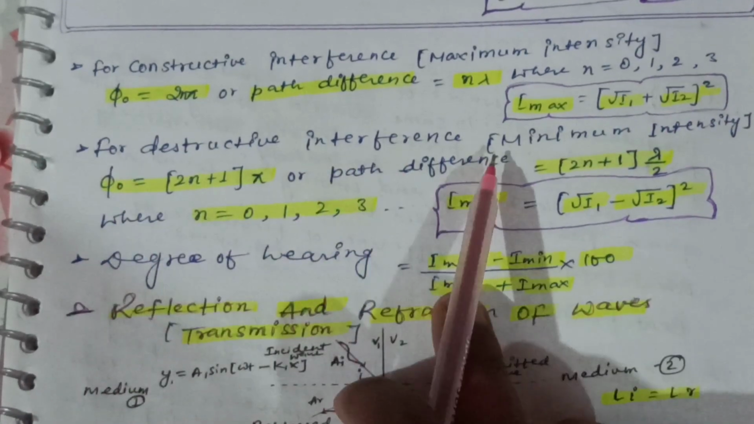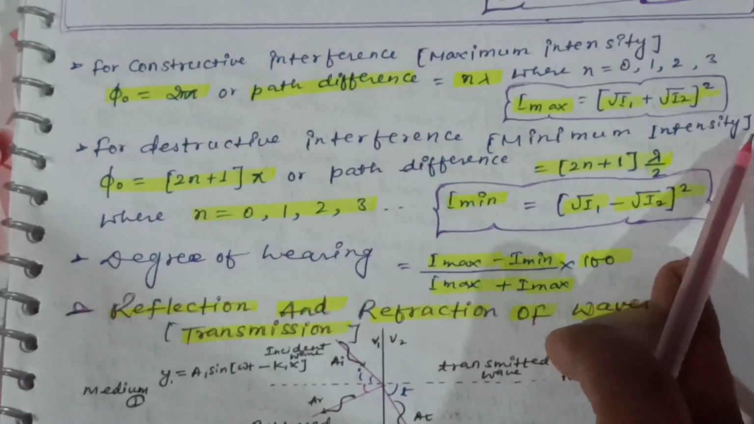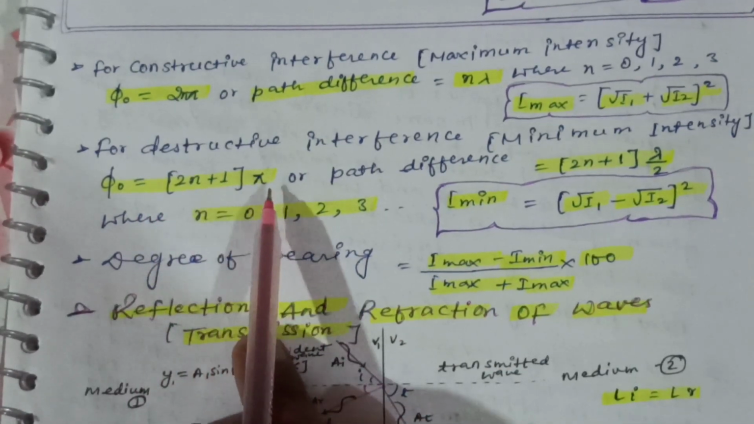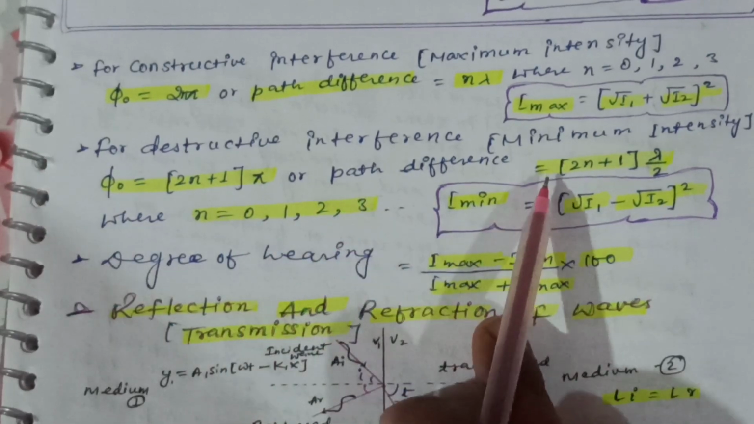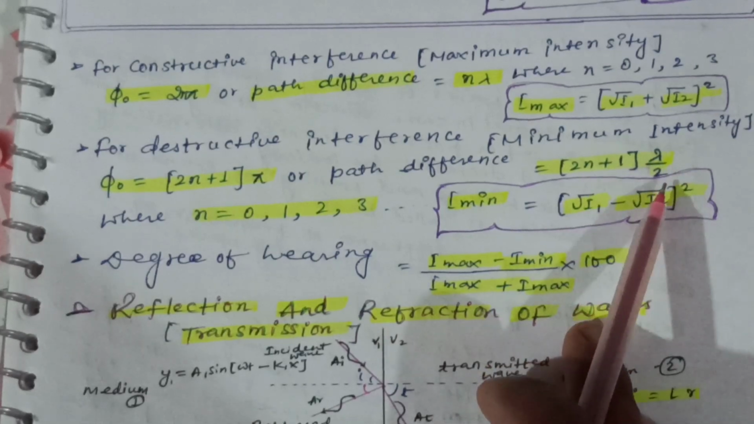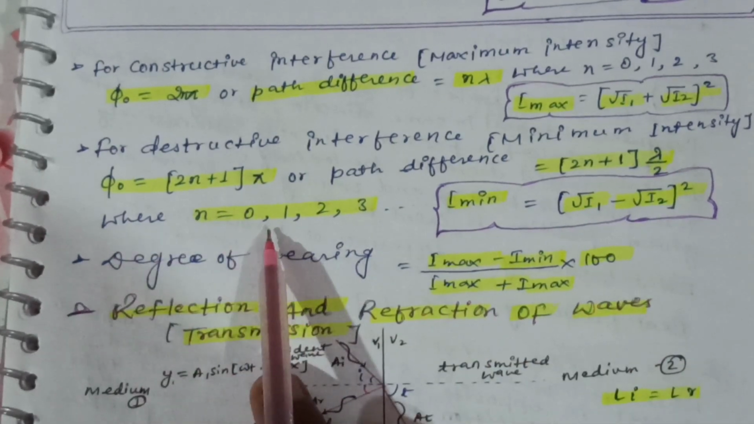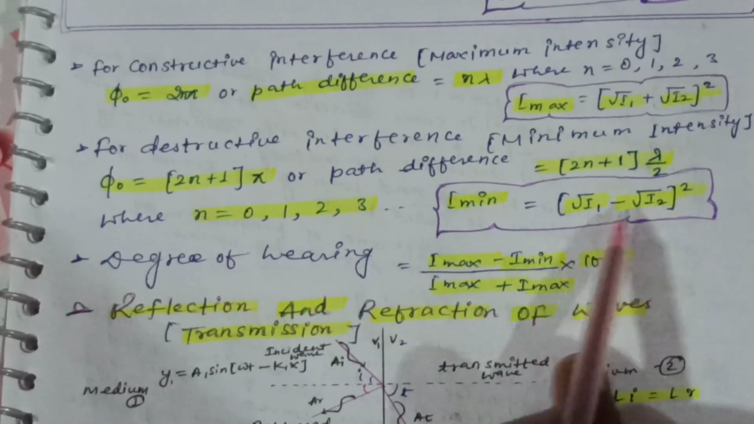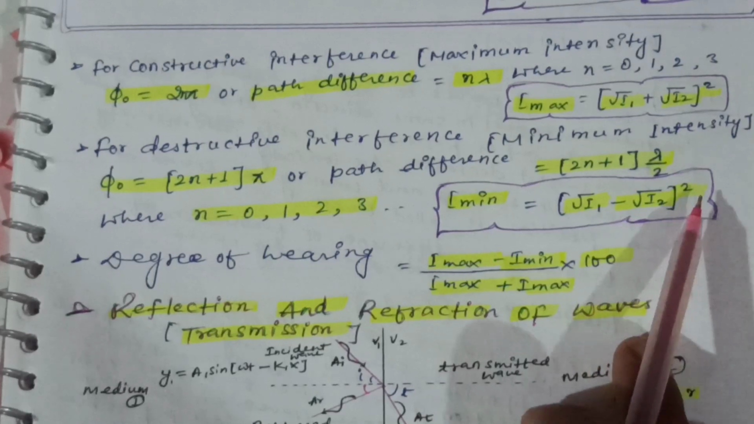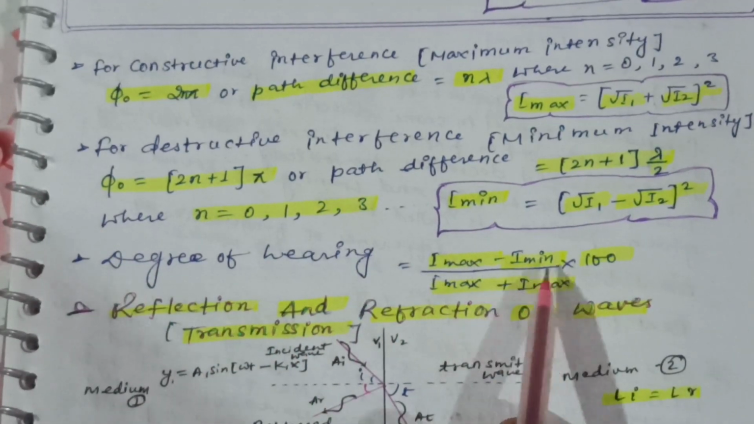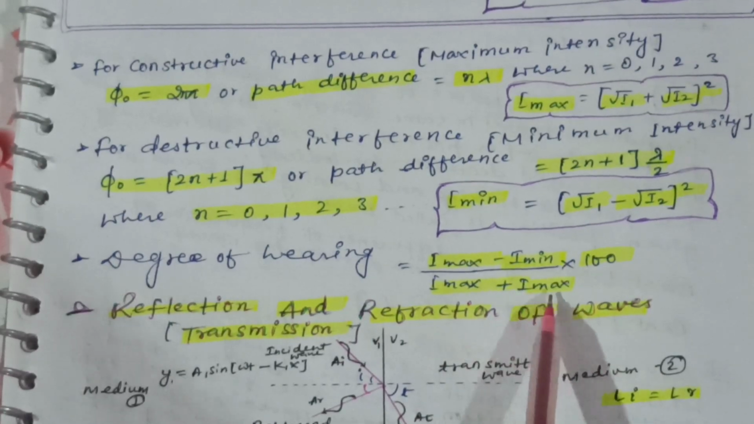For destructive interference, minimum intensity: phi naught is equal to (2n plus 1) pi, or path difference is equal to (2n plus 1) lambda upon 2, where n is equal to 0, 1, 2, 3. I min is equal to (under root I1 minus under root I2) whole squared. Degree of hearing is equal to (I maximum minus I minimum) upon (I maximum plus I minimum) into 100.